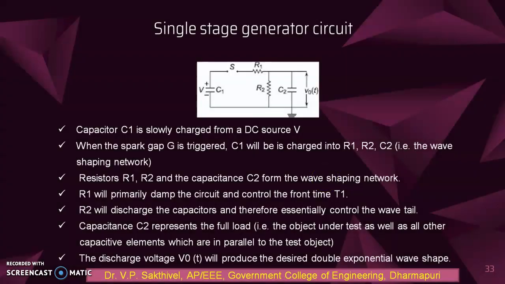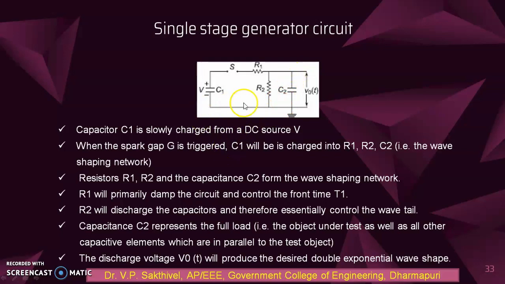Then the first one is the single stage generator circuit. Here the capacitance C1, this is the spark gap, and R1, R2 and C2 are the wave shaping circuit. Here the capacitor C1 is charged with the help of the DC voltage source V. Then by some external means, if you close this spark gap, the voltage stored in the capacitance will be discharged through R1, R2 and C2.